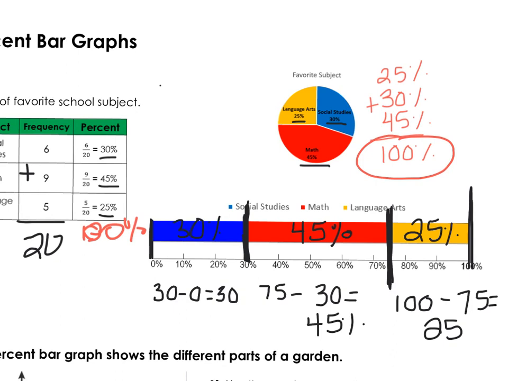Now, we've already done it in the frequency table and we've done it with the pie chart. 30 plus 45 plus 25 is 100. Therefore, this whole graph is now 100%. And hopefully that helps you interpret how to read a percent bar graph.